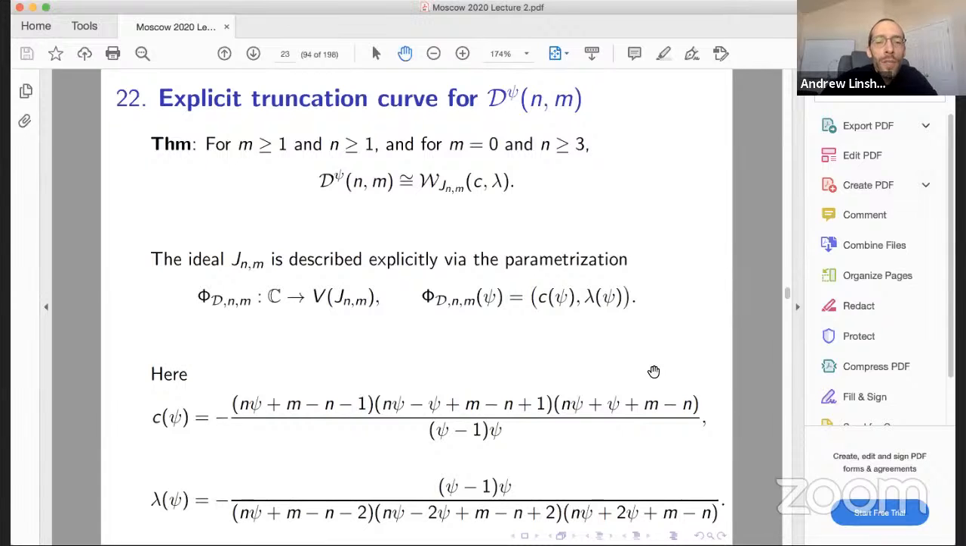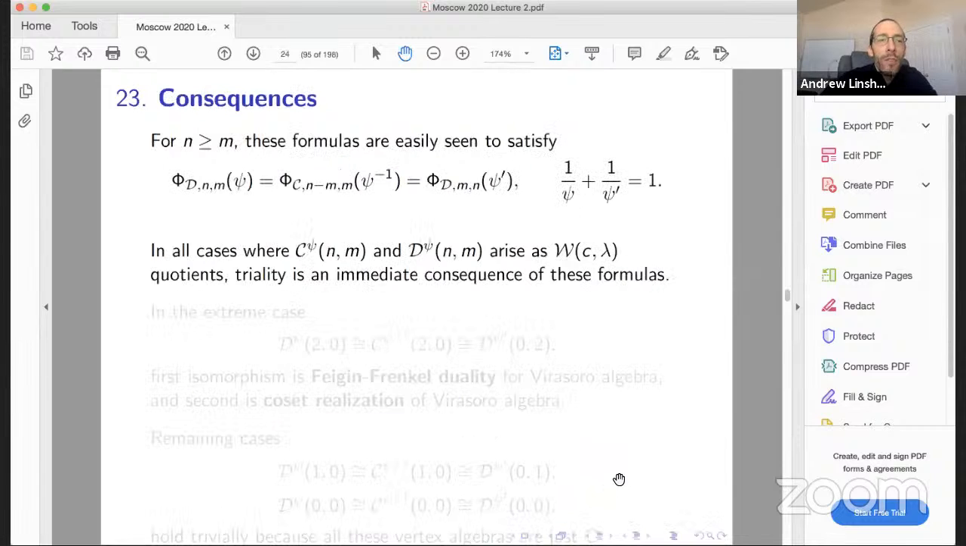Once you know these formulas, then they have the desired symmetry. It's very easy to check. If you take n greater or equal to m, then big phi of D n m psi, which remember has two coordinates, c of psi and lambda of psi, these are all functions with two coordinates, but both coordinates agree if you change n to n minus m and replace psi by psi inverse. And here, if I switch m and n, replace psi by psi prime satisfying this condition.